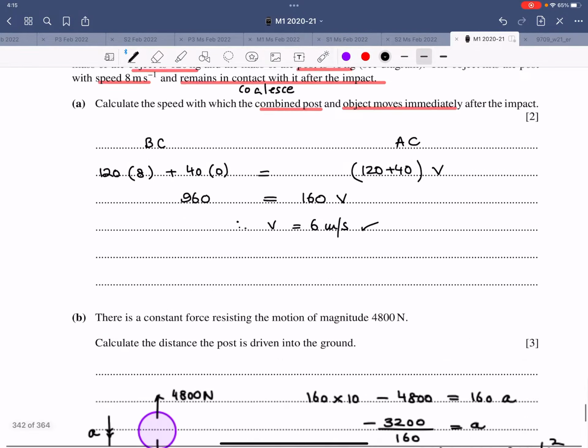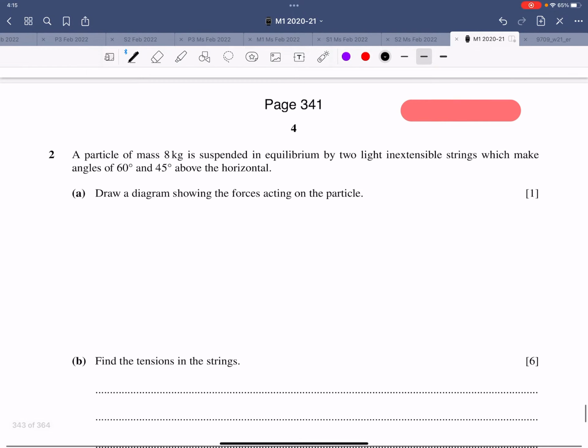Question number 2. It says a particle of 8 kg is suspended in equilibrium by two light inextensible strings which make angles of 60 and 45 degrees. So now it's diagram time. You have to draw the diagram yourself.